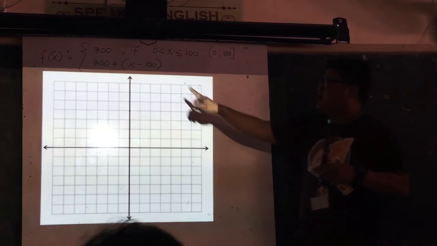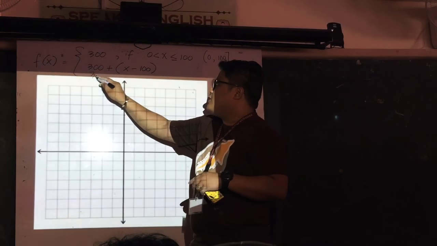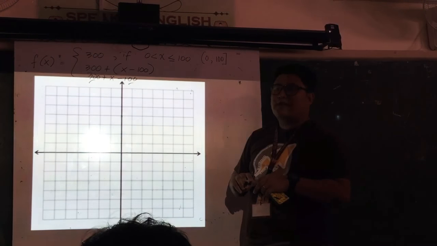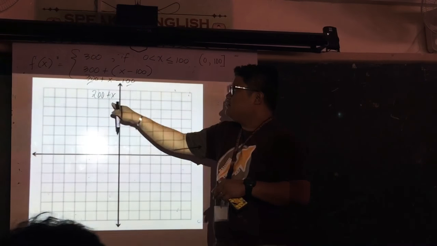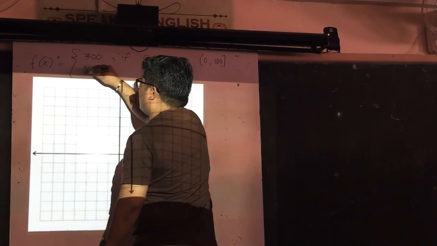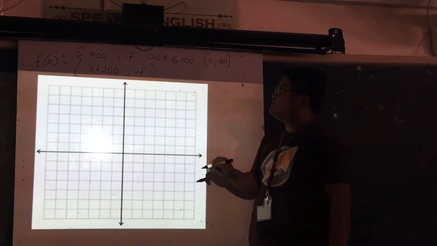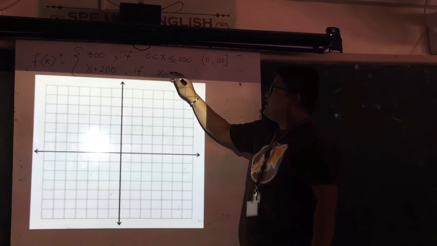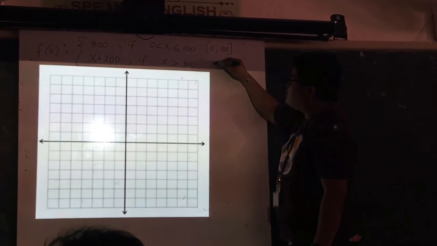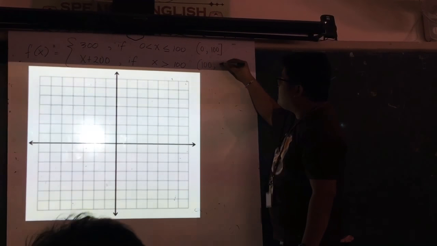Now, let us simplify the equation. It will be 300 plus x minus 100. And this can be simplified. That will be 200 plus x, or x plus 200. So x plus 200, if the number of messages X is greater than 100. In this case, it will start from 100, not included, because 100 is included there already, up to positive infinity.